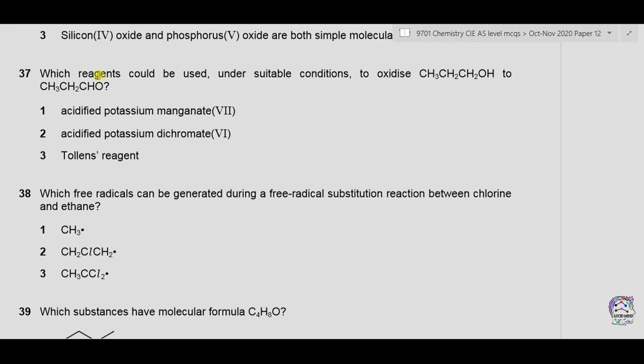Question 37. Which reagents could be used under suitable conditions to oxidize alcohol to aldehyde? Number 1. Acidified potassium manganate 7. This is a strong oxidizing agent, so it can be used to oxidize primary alcohol such as propanol to 3-carbon aldehyde, which is called propanal.